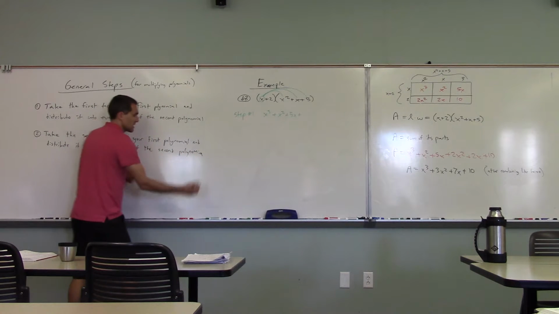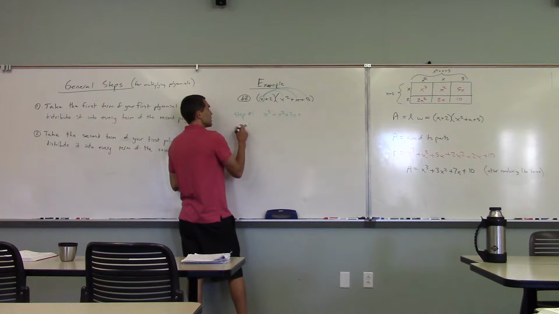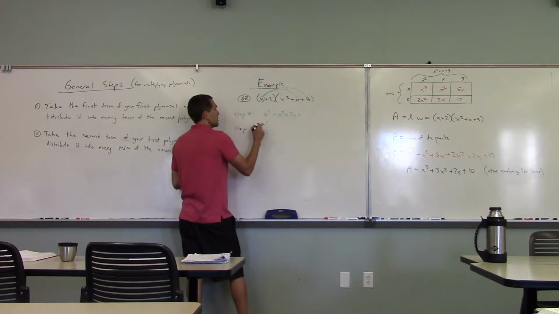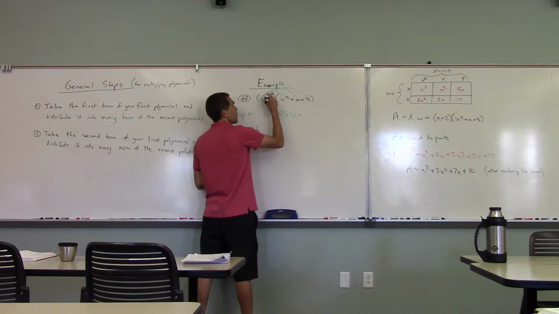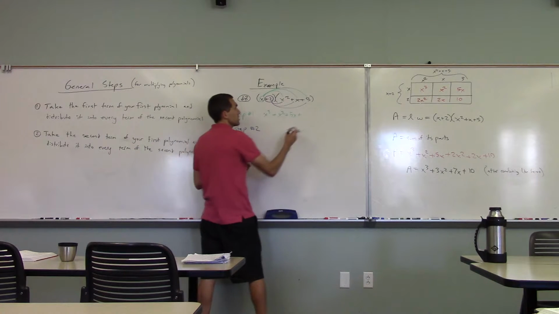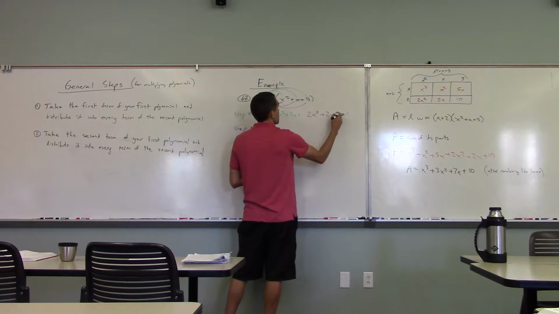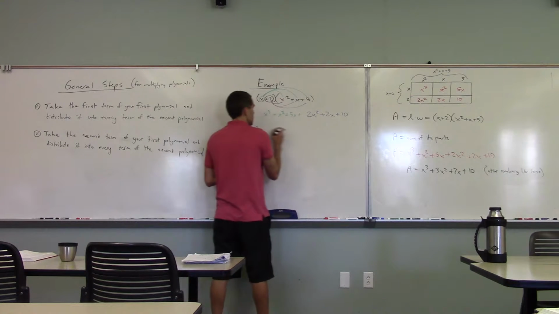Okay, so we take the second term and we distribute it into everything, so I'll do that one in purple. So step 2 here gives us positive 2 distributed into everything in the second polynomial. So this gives us plus 2x squared plus 2x plus 10.